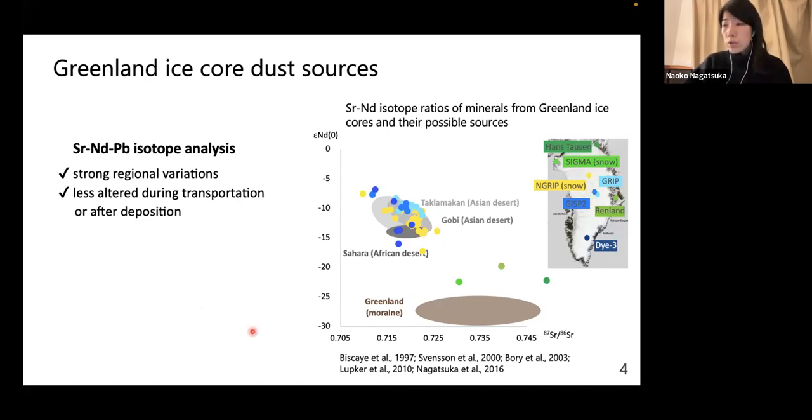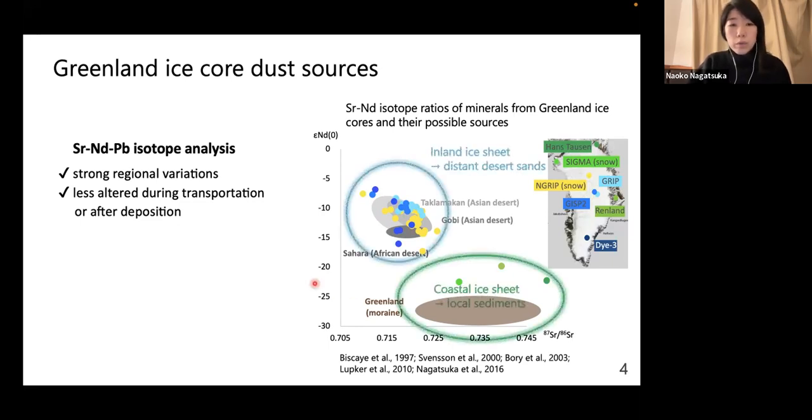This diagram shows strontium and neodymium isotopic ratios of mineral dust from Greenland ice cores and their possible sources. The ice cores from the inland ice sheet plotted here are close to Asian and African deserts, while those from the coastal ice sheet were close to Greenland moraine. According to the result, we can see there are mainly two possible sources for the Greenland ice core dust: distant desert and local sediment. The isotope analysis is very helpful for source identification in this way.